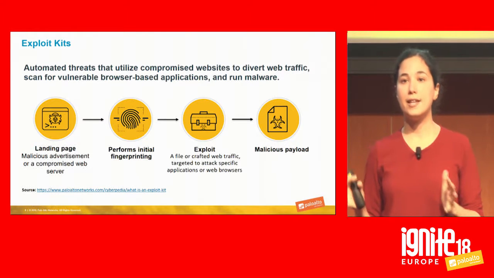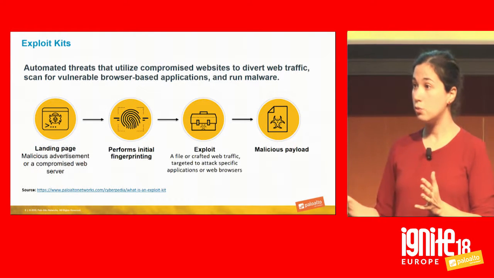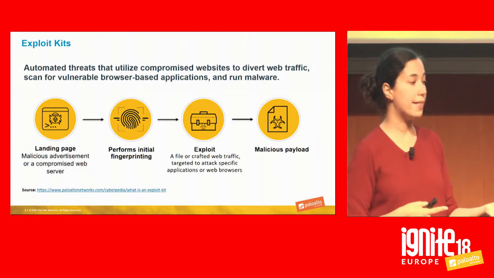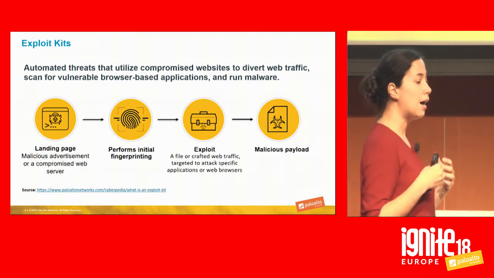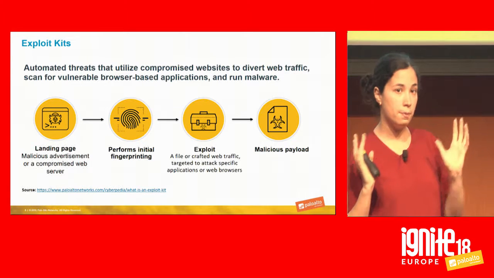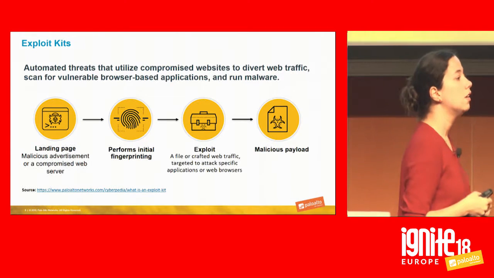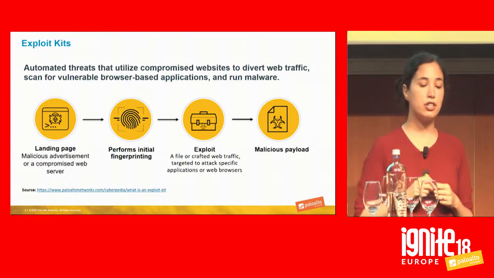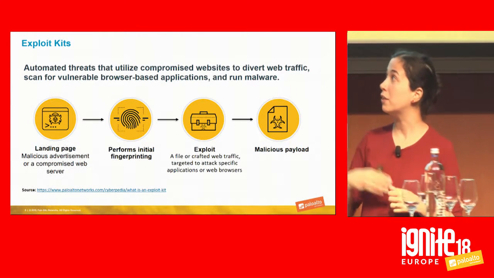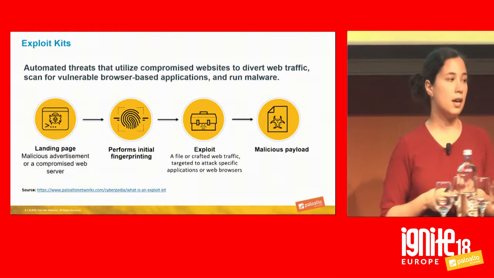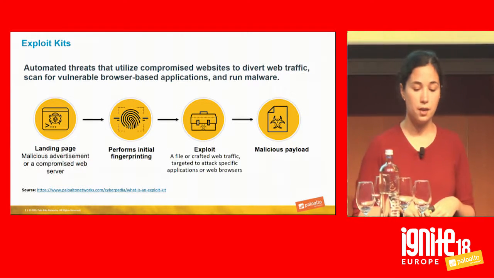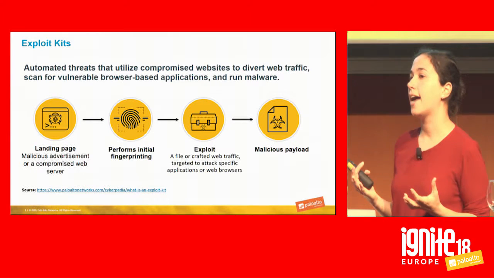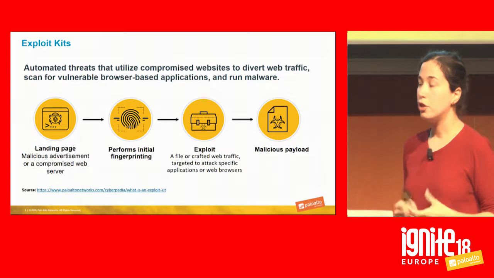So this would be the landing page. Again, either a compromised web server, a malvertisement, or an actual web server created by the attacker. And that would be the place where the attack starts, where users will either decide to go there on their own, or they'll be directed there using other social engineering mechanisms. Now, once you go to that website, you won't immediately get attacked by this exploit kit. There are two options here.